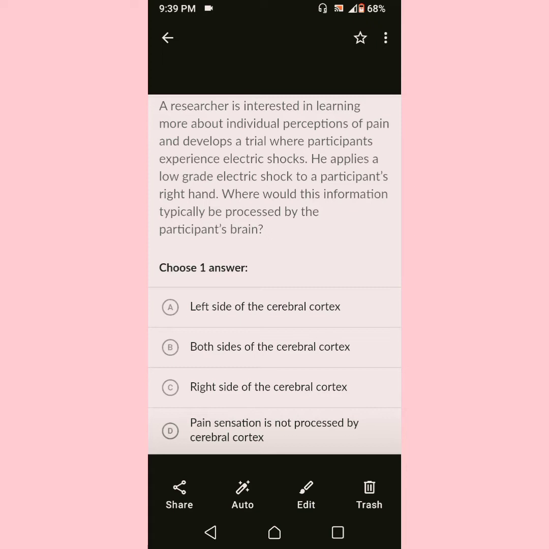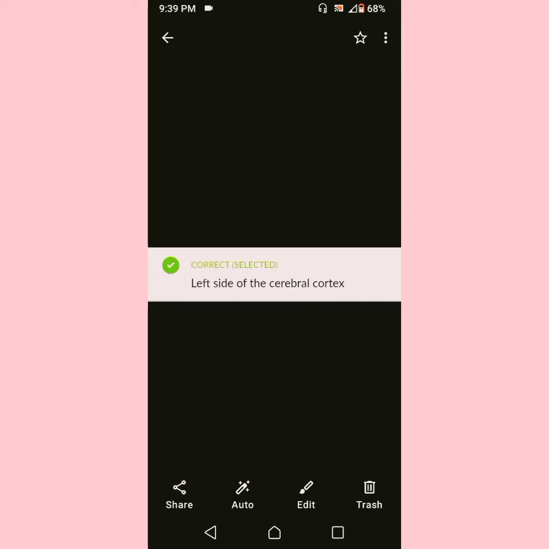Option A. Left side of cerebral cortex. Option B. Both sides of cerebral cortex. Option C. Right side of cerebral cortex. Option D. Pain sensation is not processed by cerebral cortex. The correct option is left side of cerebral cortex.